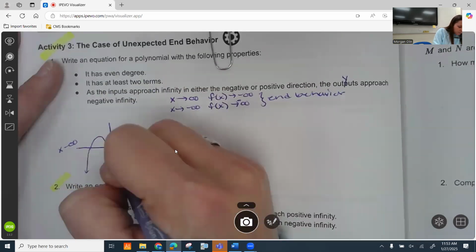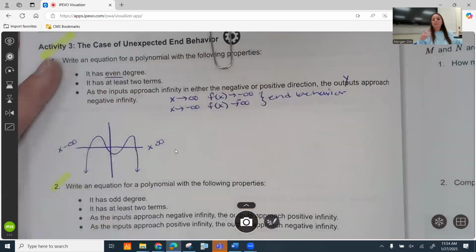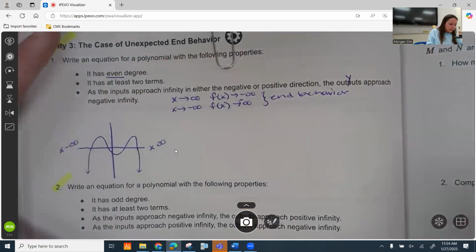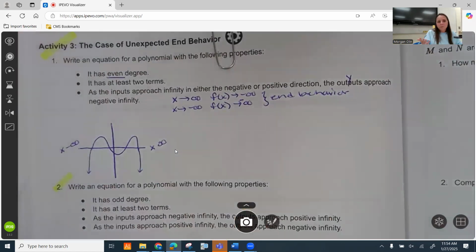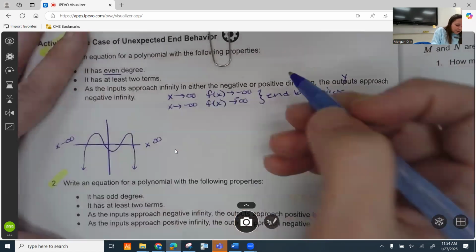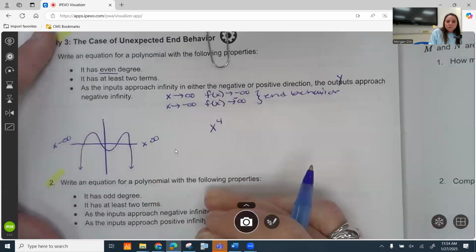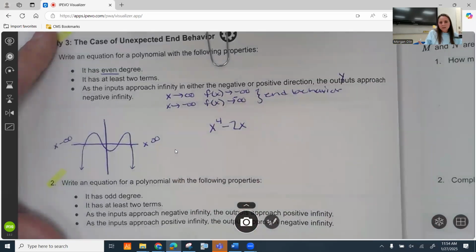All right, but it did say even degree. That could be 4th degree, 2nd degree, 6th degree, whatever. Okay, here the one I drew up has 4 roots, so it could be a possible 4th degree. All right, here we go. It has to have at least 2 terms. So what if I say x to the 4th minus 2x? All right, doesn't matter what the next term is.